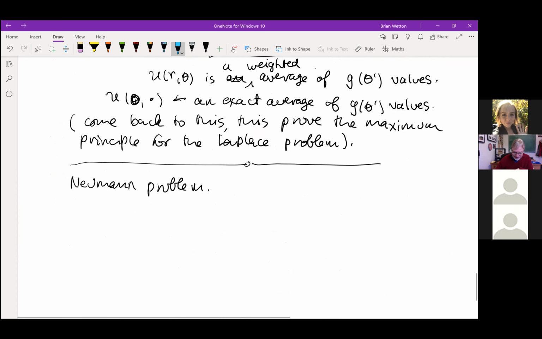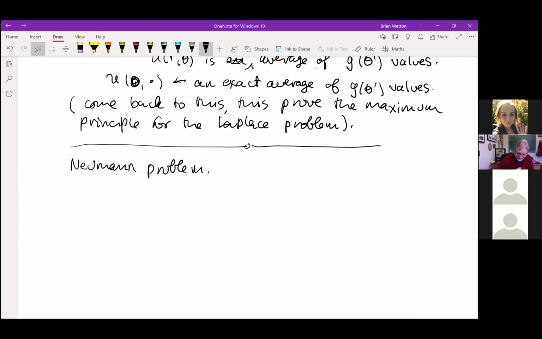So let's look at the Neumann problem in the disk. Oh, I'm still blue. So now I want to have Laplacian of u equal to 0. And I want to give grad u dot n hat. I'm just going to call that the normal derivative. I'm going to have an outward normal.